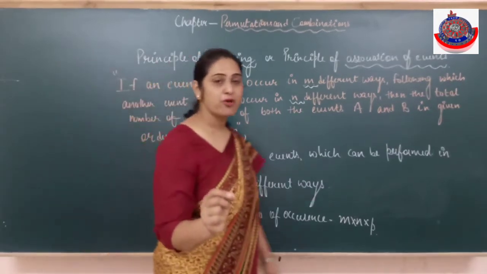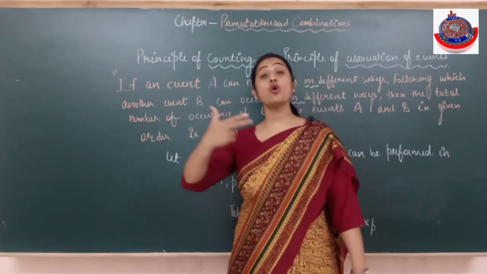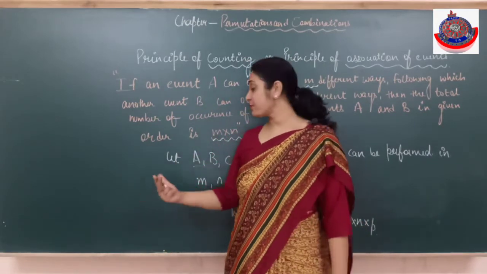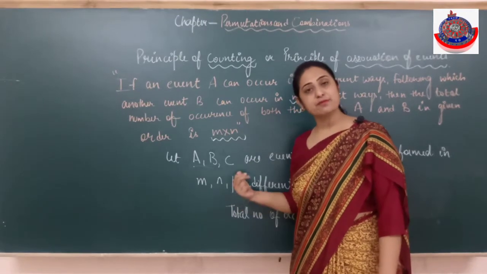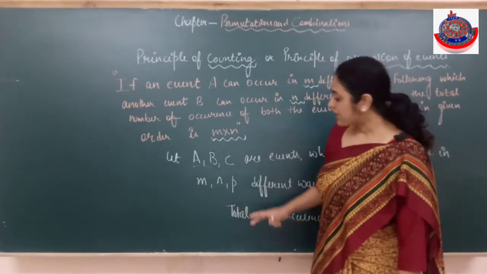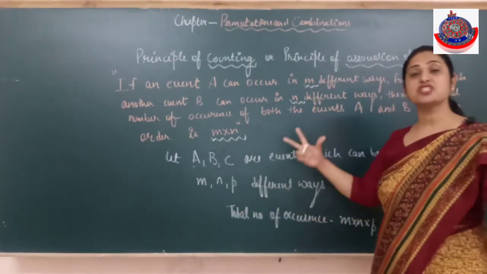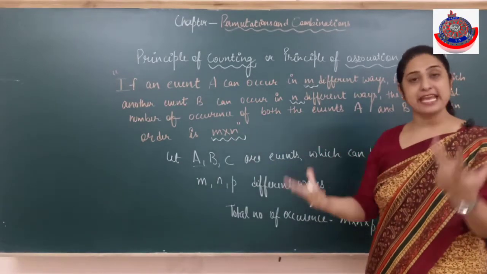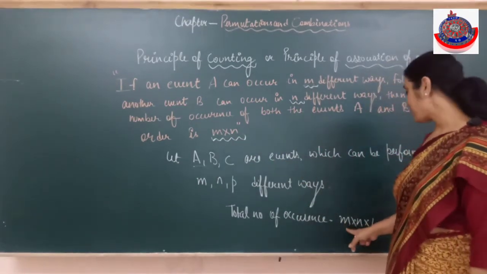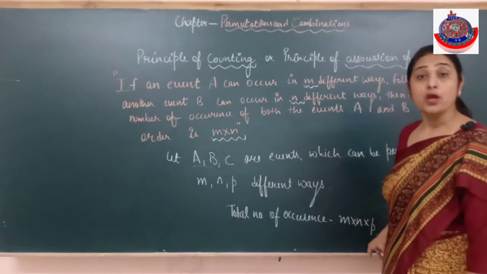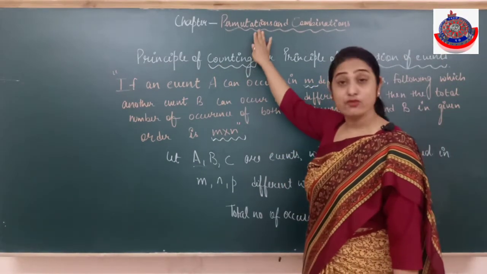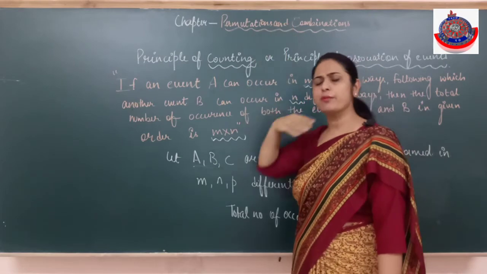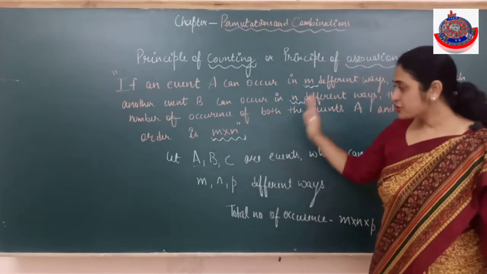First task is performed in m different ways, followed by the second task performed in n different ways, followed by the third task performed in p different ways. So the total number of ways in which this combined task can be performed will be m into n into p. Is it clear? Right now we are doing the principle of counting. We have not touched our topic permutation and combination. That is later on. Understood, children?